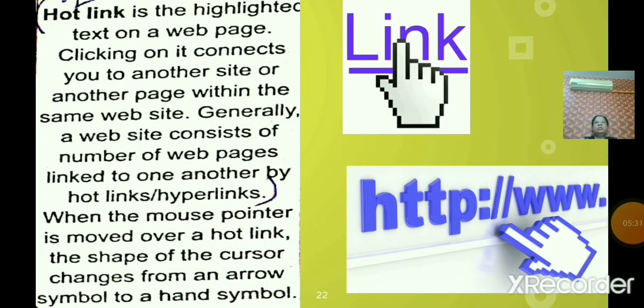Now you can see what a hotlink is. A hotlink is the highlighted text on a web page. Clicking on it connects you to another site. Hotlink is nothing but a hyperlink. When the mouse pointer is moved over a hotlink, or hyperlink, the shape of the cursor changes from an arrow symbol to a hand symbol. That means there is a link, right? Generally a website consists of a number of web pages linked to one another by hyperlinks or hotlinks.